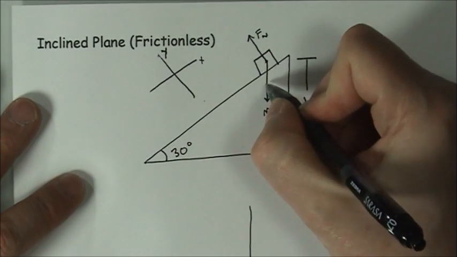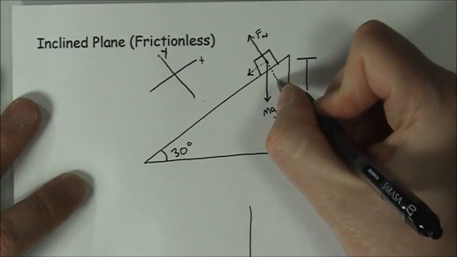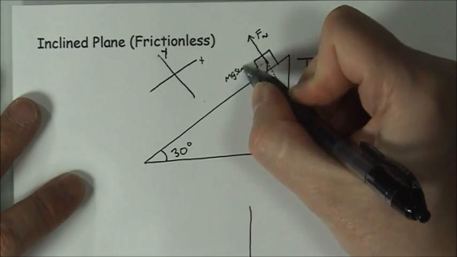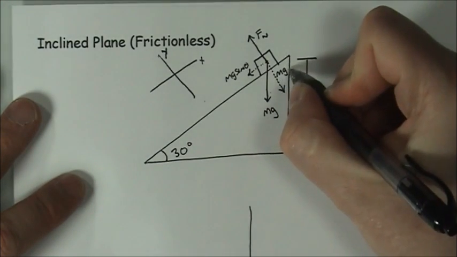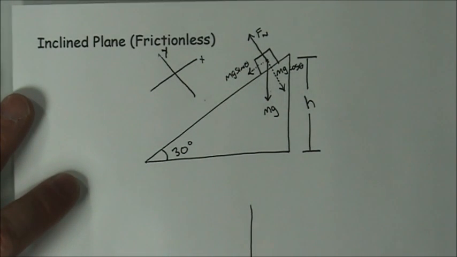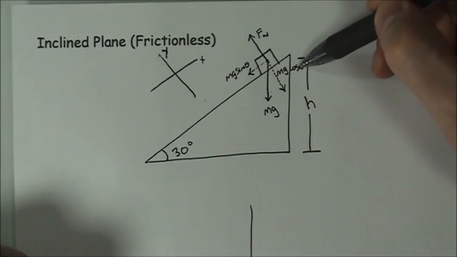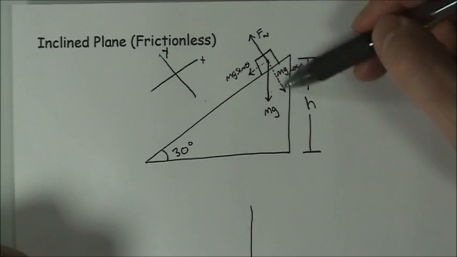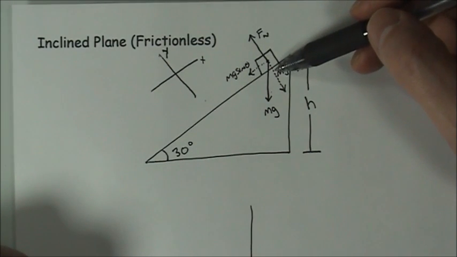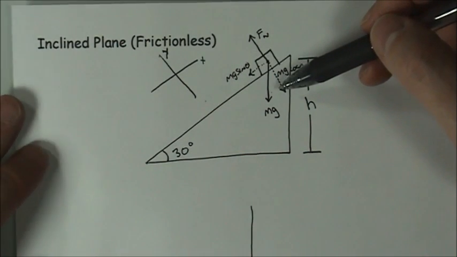So the weight would get broken up into two components. This one would be mg sine theta, and this one would be mg cosine theta. And the one that's really important in this case is the mg sine theta, because this is the one that makes it move down the inclined plane. What I know about mg cosine theta and F_N is that the two must be equal, because there's no acceleration along this direction. So perpendicular to the surface, there's nothing happening. It's not moving at all, much less accelerating. So nothing really interesting happening there, but this is the one that's going to provide me with the acceleration.